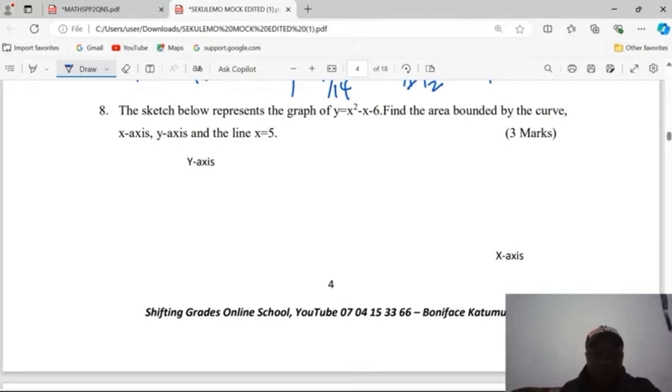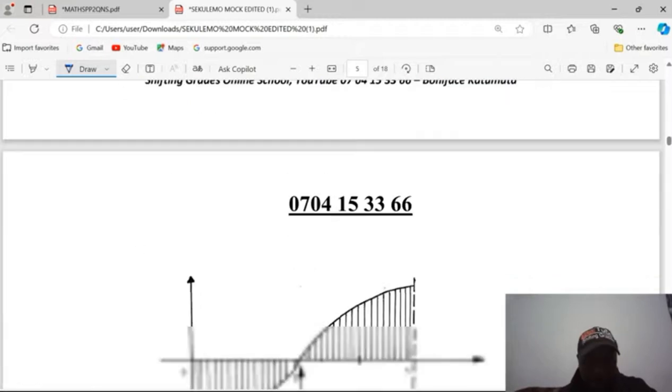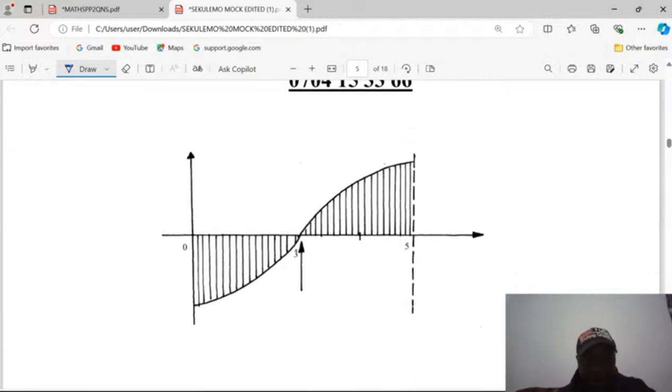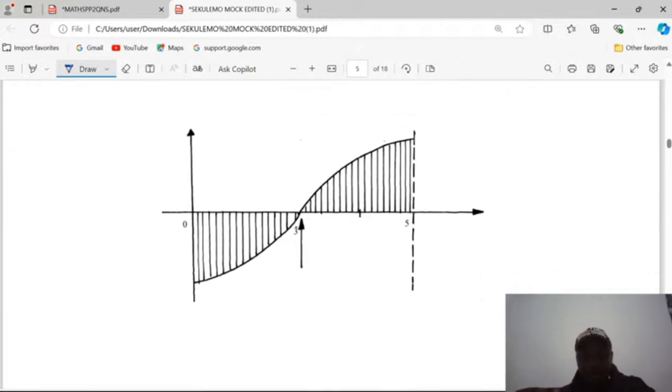The sketch below represents the graph of y equals x squared minus x minus 6. Find the area bounded by the curve, the x-axis, the y-axis, and the line x equals 5. Our number is there, just above the curve. We can see the curve.